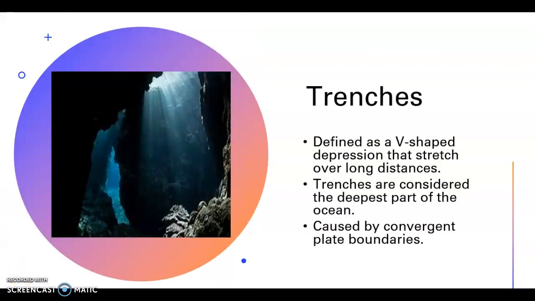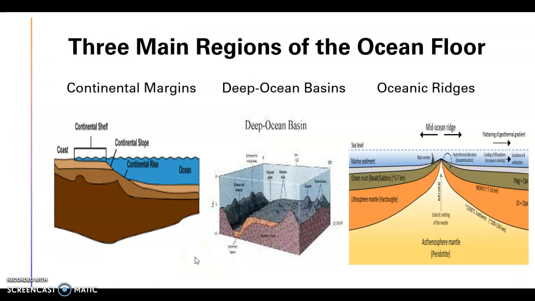And the trenches are defined as V-shaped depressions that stretch over long distances. Trenches are considered the deepest part of the ocean, and they are caused by convergent plate boundaries. Two or more tectonic plates meet, and then one plate pushes another beneath it, and that is why we have these trenches.